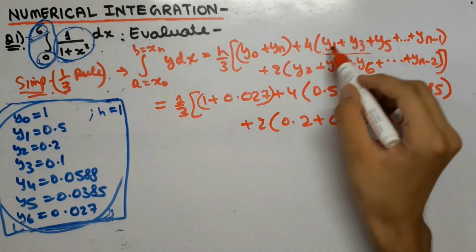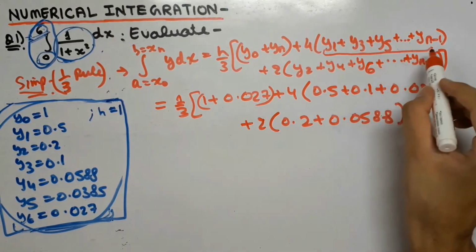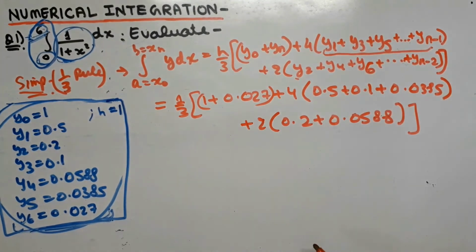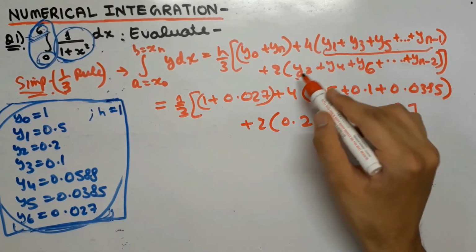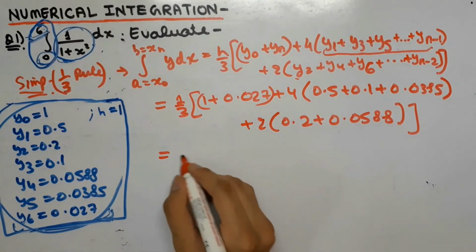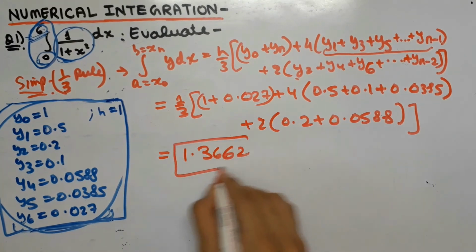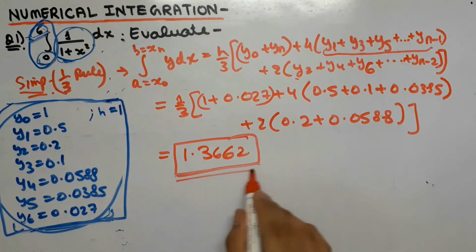So guys, you must see that we only have the odd parts of y over here, that is, y1, y3, y5 until y odd. And similarly, we have only the even parts of y over here, that is y2, y4 and y6. This way, you can easily learn the formula: you put all the odd parts of y over here and all the even parts of y over here. Now we will solve this and we will get the value as 1.3662, which is not equal to the value that we found last time, but it is very close to it. Remember that you will not get equal values, but they will be very close to each other.